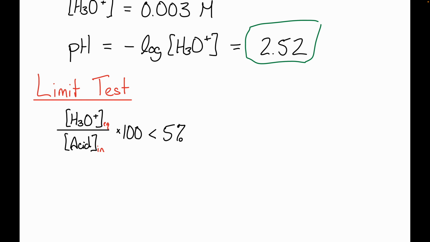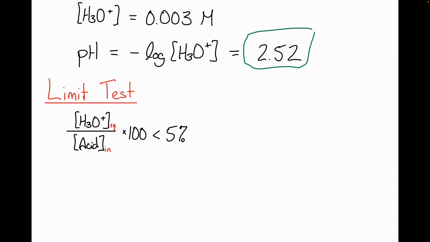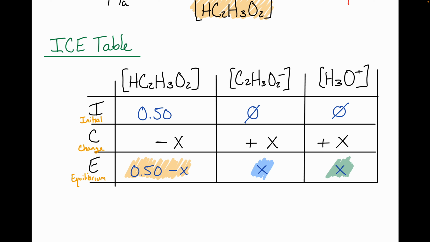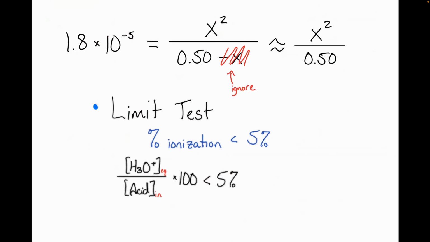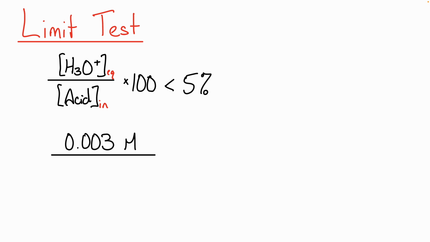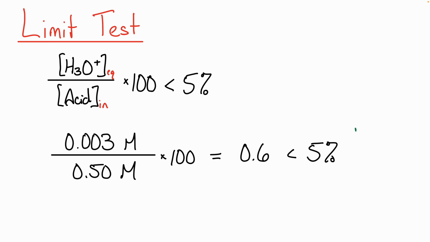All right, remember we found our concentration of hydronium. That was equal to that 0.003 molar. All right, our initial acid concentration, we can find that from our problem or from our ice table here. That's that 0.5 molar. We're going to take that, multiply by 100, and we get 0.6. Did we pass or fail? We're good, right? This is less than that 5% cutoff. So our small x approximation is valid here.